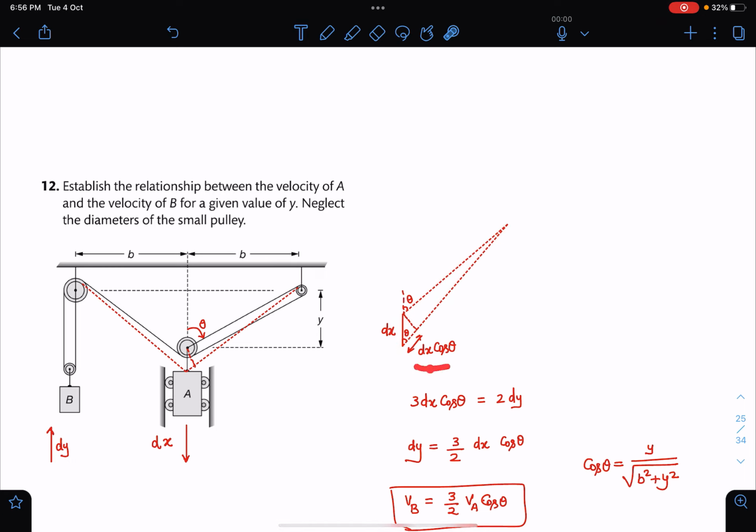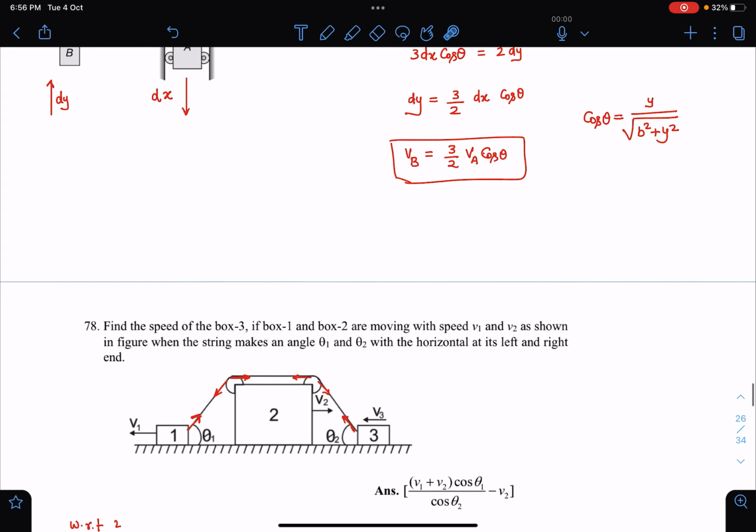So that is dx cos theta. Now dx cos theta will come in this thread, dx cos theta will come in this thread, and dx cos theta will come in this thread. So 3 dx cos theta will be coming from this part, which is 2 dy. Just equate it. VB is equal to 3 by 2 VA cos theta, where cos theta is y divided by root of b square plus y square. This is how it will come.